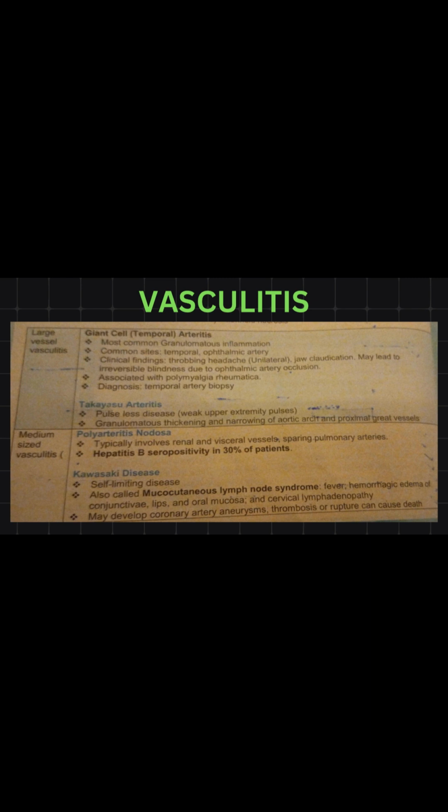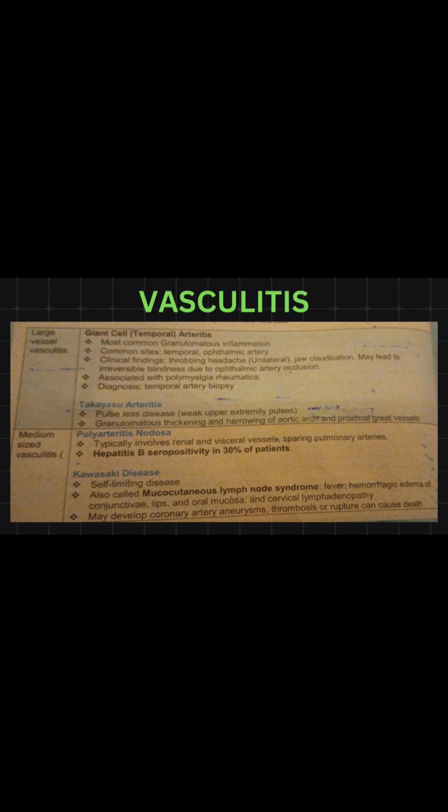And the most important is the giant cell arteritis, that is also known as temporal arteritis, and the other one is Takayasu arteritis. So the most common granulomatous inflammation is giant cell arteritis. Its common sites are the temporal and ophthalmic artery. The clinical finding is a unilateral throbbing headache with jaw claudication and may lead to irreversible blindness due to ophthalmic artery occlusion. It is associated with polymyalgia rheumatica, and the diagnosis is a temporal artery biopsy.